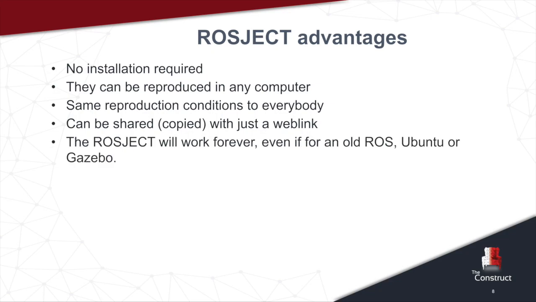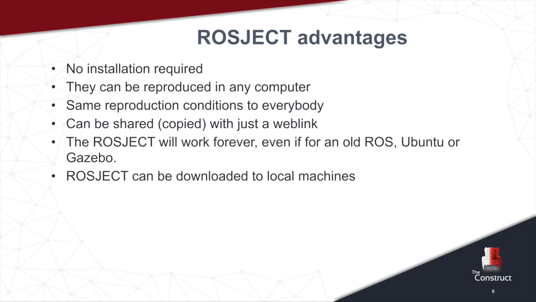person. And of course, the Rosject can work forever, even if it is for an old ROS version or Ubuntu or Gazebo. By forever, I mean for a certain amount of years, not forever ever, because forever is very long, but you understand what I mean. So it's not going to stop working in 2 years from now. It's going to last for a very long number of years.